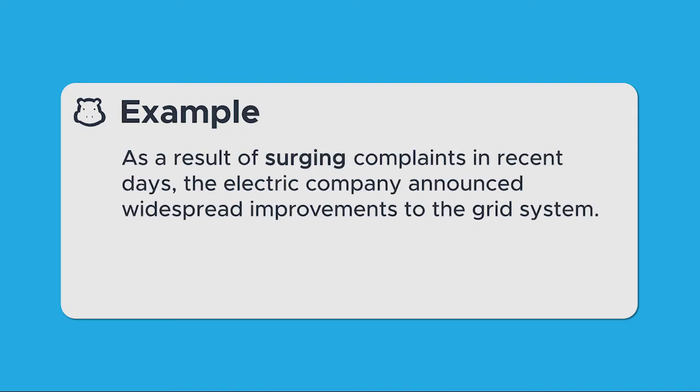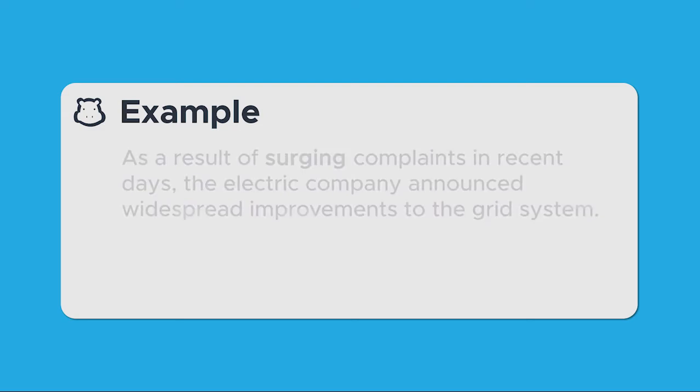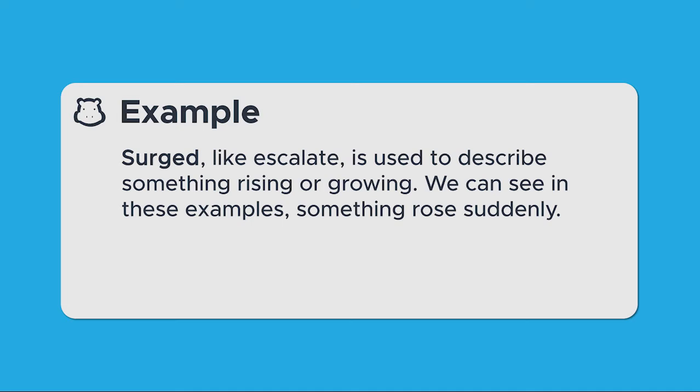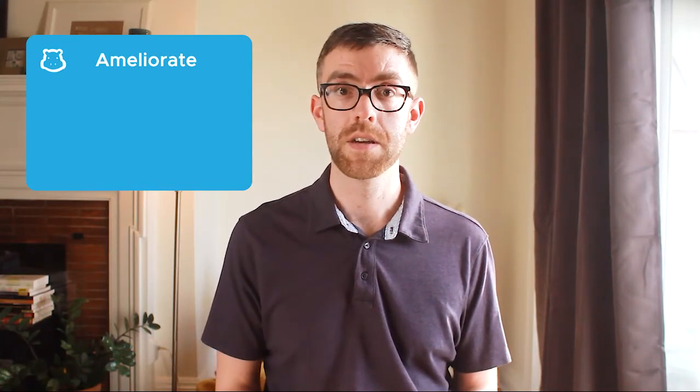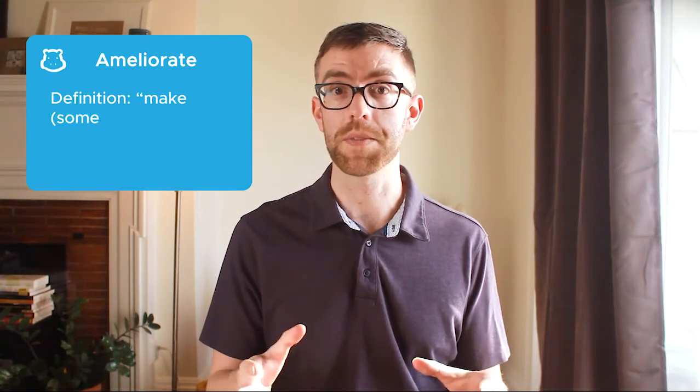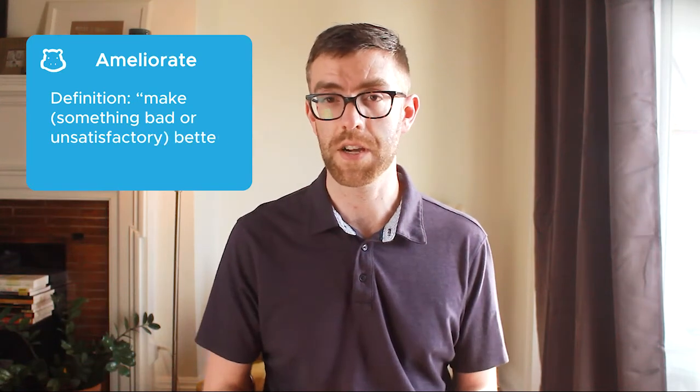As a result of surging complaints in recent days, the electric company announced widespread improvements to the grid system. Surge, like escalate, is used to describe something rising or growing. We can see in these examples something rose suddenly. Ameliorate. Ameliorate means to make something bad or unsatisfactory better.